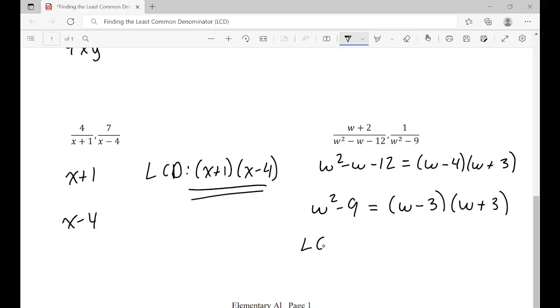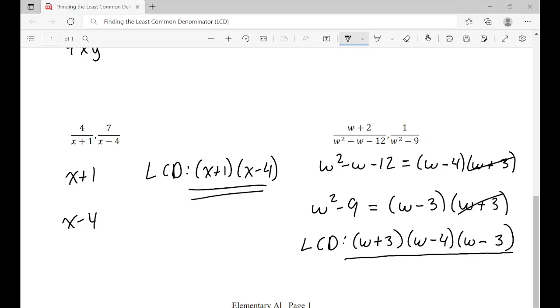And so now I'm going to look for the LCD. They both have a w plus 3 in common, so that's what I'm going to need for my LCD. So I don't need those anymore. But this has a w minus 4, and this does not. And this has a w minus 3, and this does not. So I'm going to need one of each. So (w minus 4)(w plus 3)(w minus 3). And that is the LCD between these two fractions.